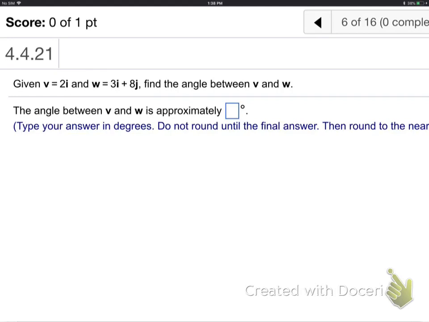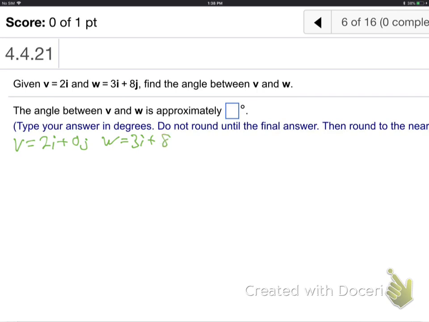Same kind of problem. So you've got vector v, vector w, find the angle between them. Hey, vector v only has an i part, notice. What does that mean about its j part? 0. Right? We all good on that? So vector v is 2i plus 0j, and vector w is 3i plus 8j.